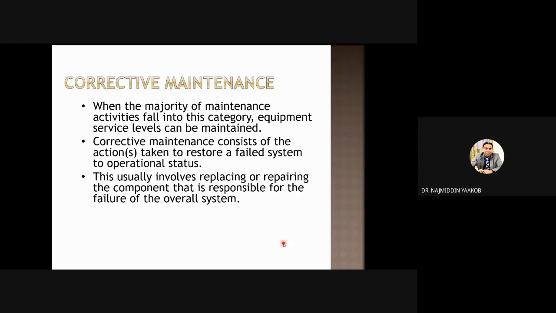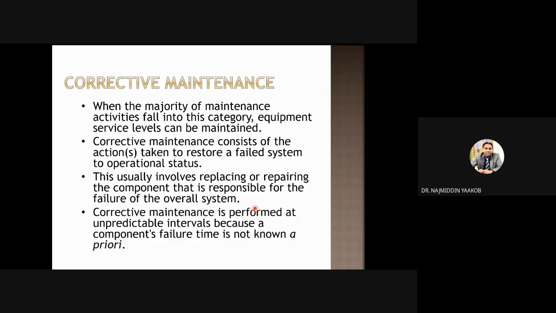Corrective maintenance consists of the action taken to restore a failed system. It usually involves replacing or repairing the component that is responsible for the failure of the overall system. So when you do preventive maintenance and corrective maintenance, you can know what the small things are that can lead to a bigger failure of your equipment.